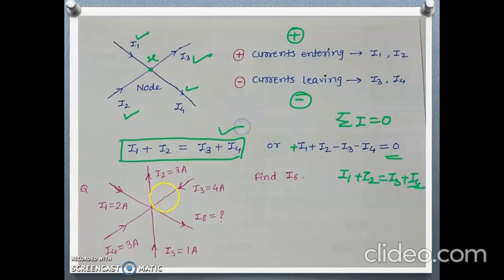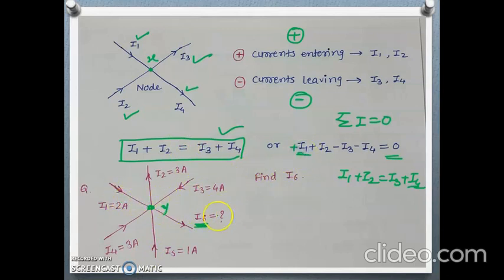This expression only. Okay. So here one question is there. Here this is the node. Suppose this is node Y, where 1, 2, 3, 4, 5, 6 branches are meeting at this point, and we have to calculate this I6. Okay, we will do this with this expression.